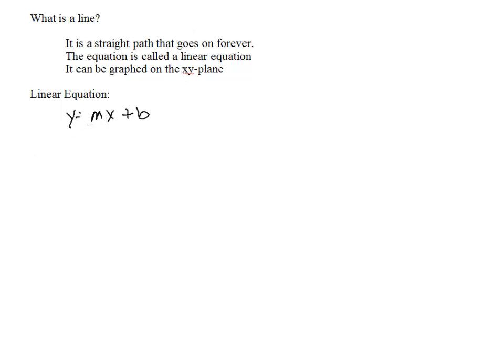Well, if you look at the m, it represents the slope of the line. And what is the slope? Well, the slope is how steep the line is. And our constant here, the b, what does that represent? Well, it represents our y-intercept. And what's the y-intercept? Well, the y-intercept is where this line crosses the y-axis.